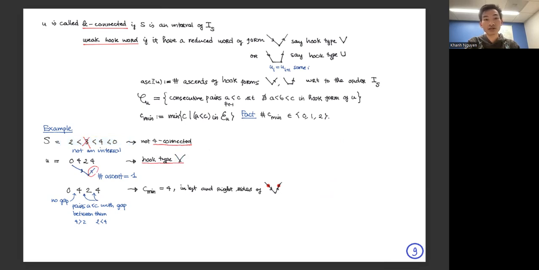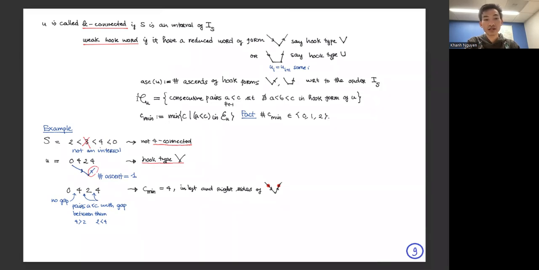Note the number of ascents of the hook form with respect to the canonical cyclic interval I_S is denoted asc(u). So in this example, the number of ascents equals 1, because you only have 1 increasing step, 0 at 2 to 4.